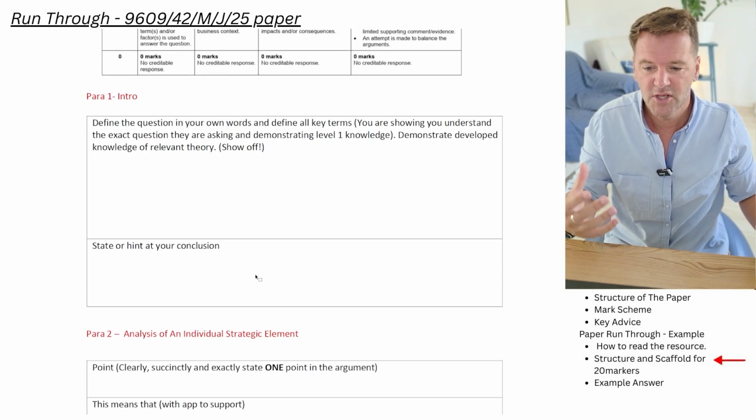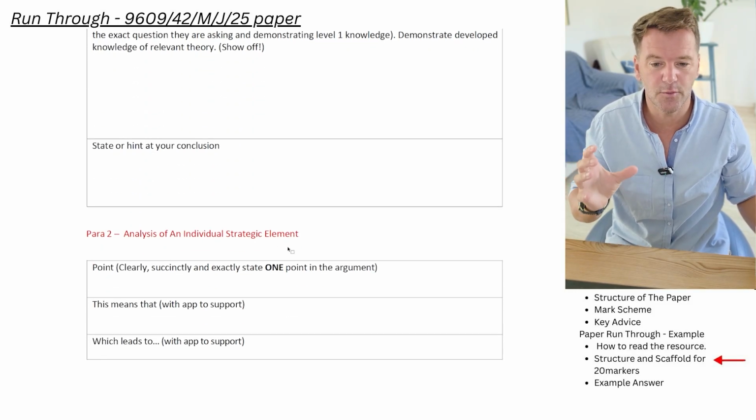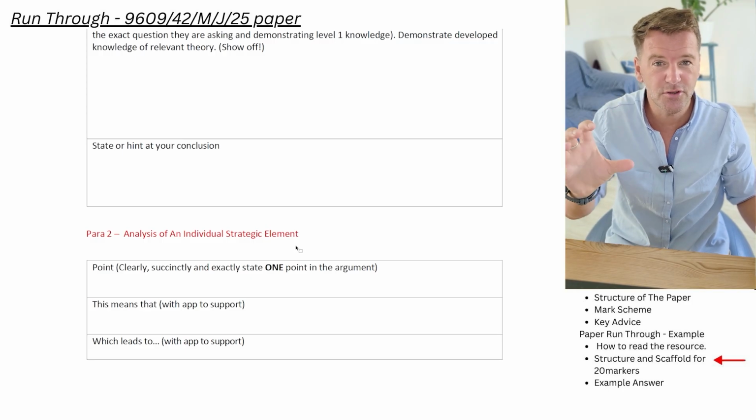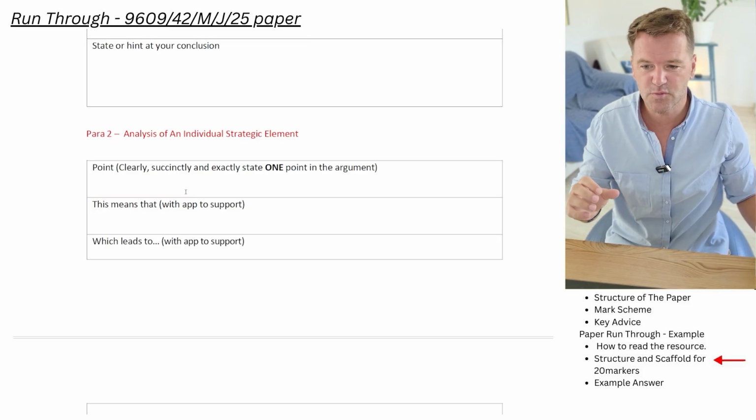I'm not going to read it all to you. State or hint your conclusion. Then, analysis of the individual strategic element. Choose an individual strategic element from there. I'm going to be using this with paper 1.